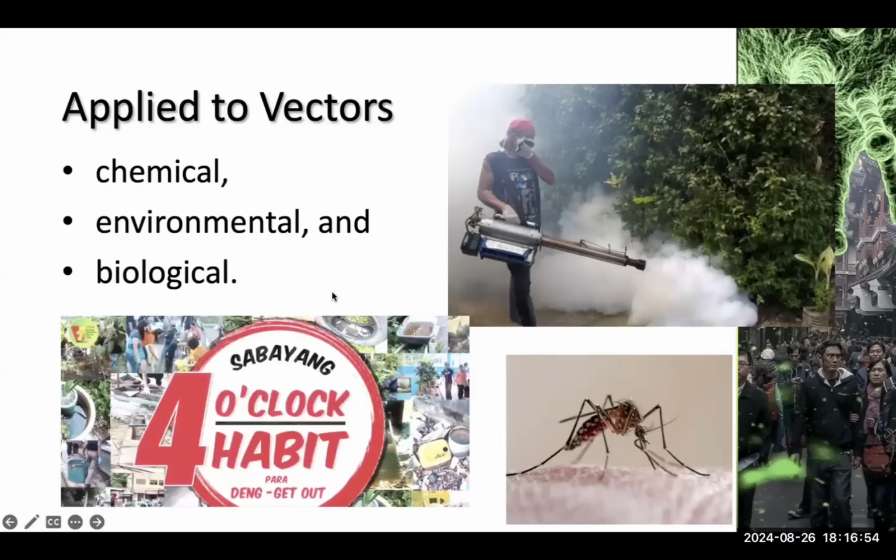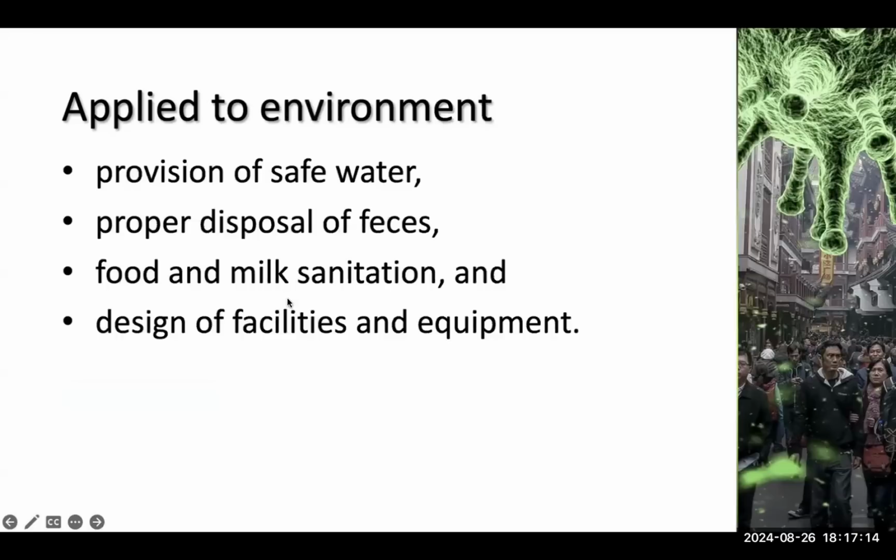Okay. For environmental, it also includes placing fly traps and constructing rat-proof houses. Okay. The 4 o'clock habit is also an example of an environmental control. Applied to the environment, we have provision of safe water, proper disposal of feces, food and milk sanitation, and proper design of facilities and equipment.